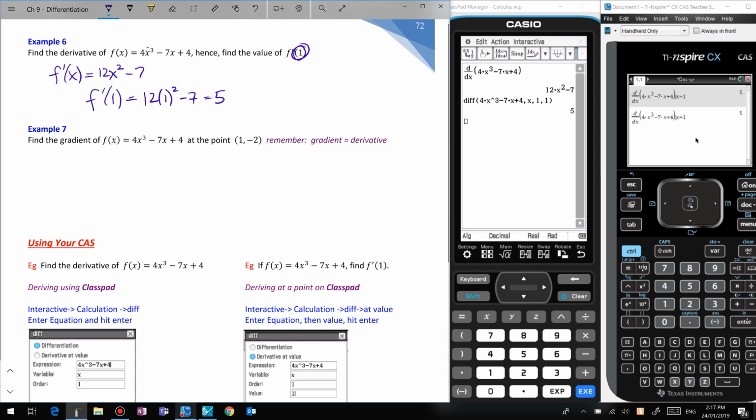Find the gradient. Now here it says find the derivative and find the value of that. Find the gradient of that. So the gradient at any point is f dash of x, the instantaneous gradient, or the gradient at any point. So we're going to get 12x squared minus 7.